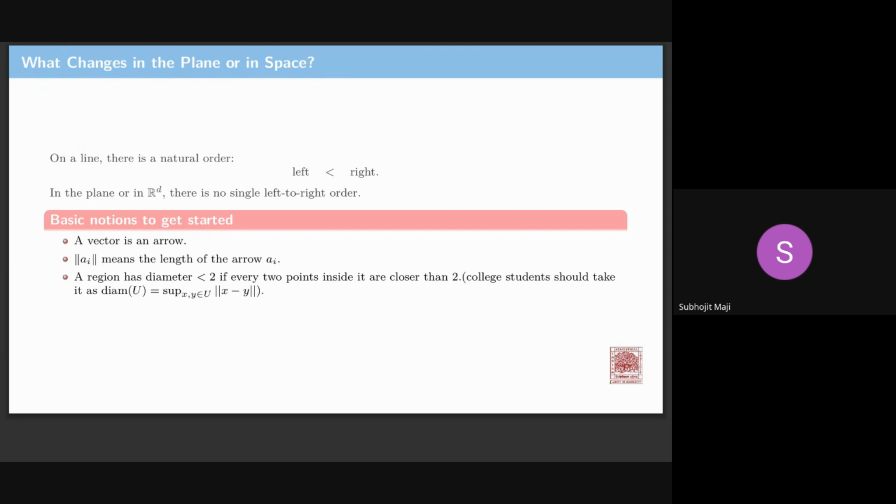So we define the term called diameter there. The diameter is defined for a region such that every two points of it are closer than that value. The college student should take it as the supremum of the norm of x minus y, with x and y within that region. So this is the diameter function, how you define it. Is it clear, or any more justifications that I should give to anyone? Okay.